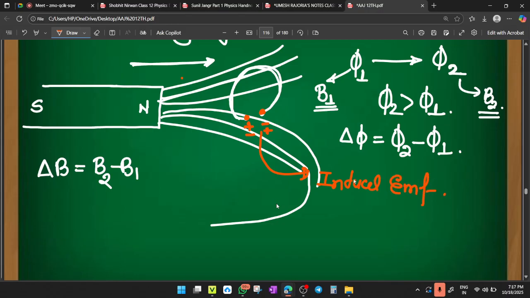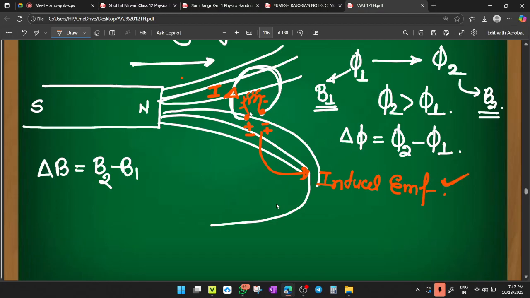Okay, so this is called induced EMF. But if you connected this coil, these two terminals, with the help of a wire or by shorting with a bulb, instantaneously the current will flow and the bulb will glow, right? Yes, so there is induced current. Till you have not connected these terminals, there will be only induced EMF.